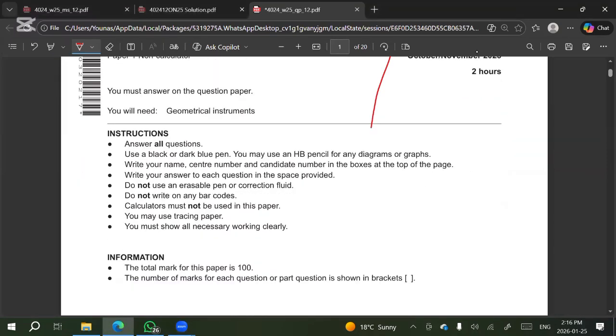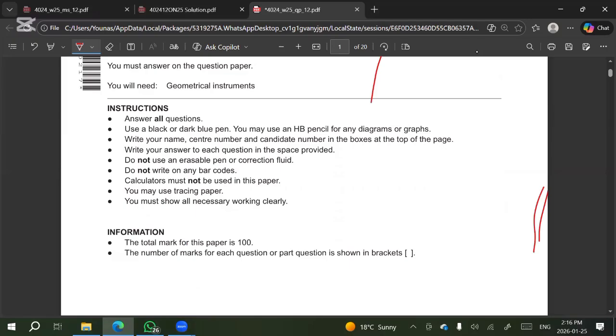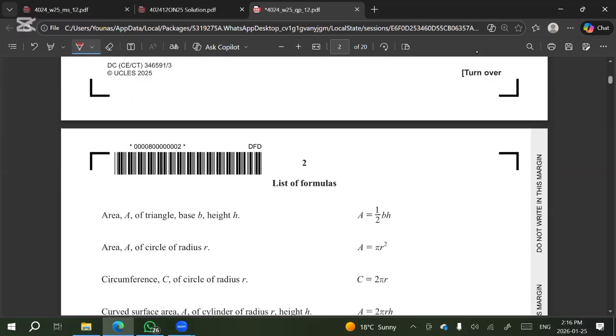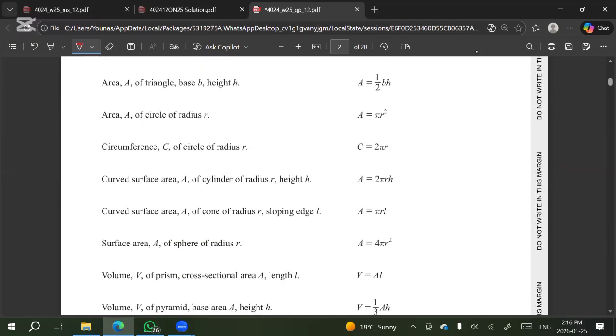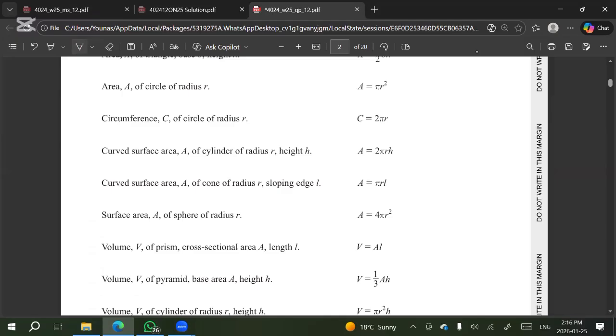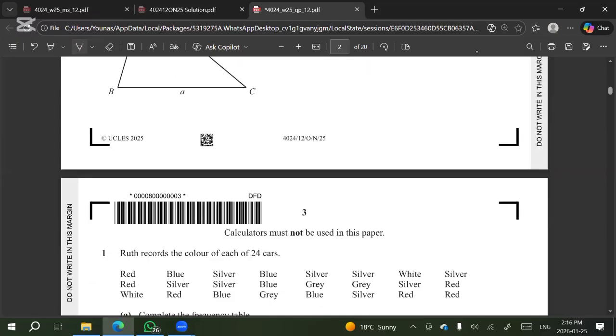So let's start this paper. And here we go. A formula sheet accompanies this paper. And let's try question number one coming up on your screen.